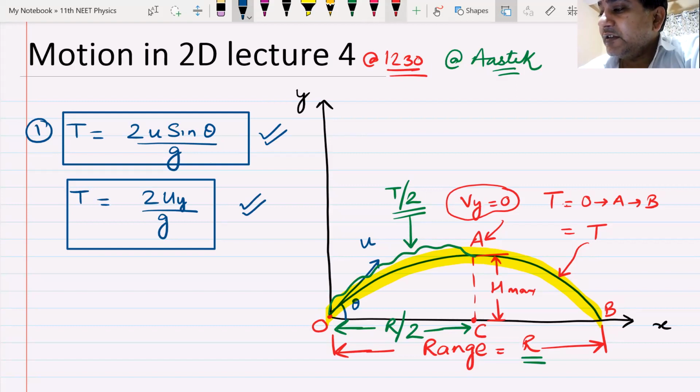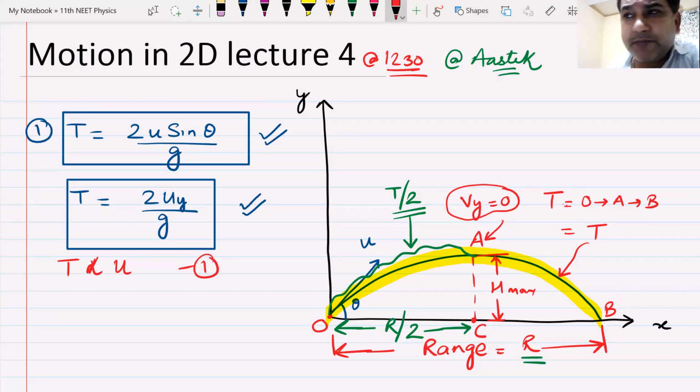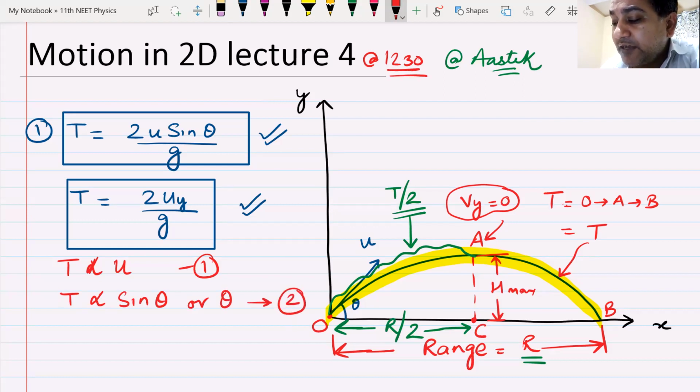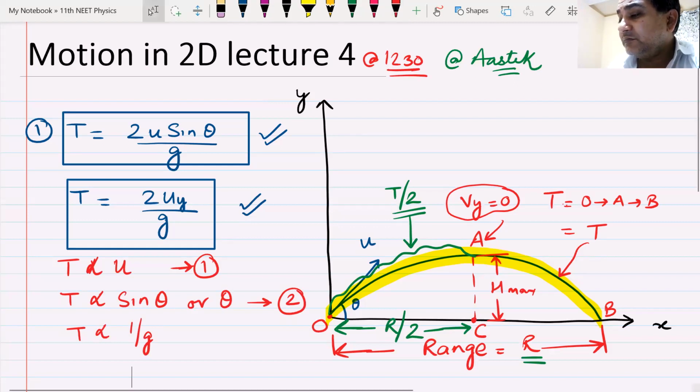And then we had seen that this time of flight is directly proportional to u. If you increase the initial velocity, time of flight will increase. Time of flight is directly proportional to sine theta, or you can write theta. If the value of theta increases, the time of flight increases. This time of flight is inversely proportional to the acceleration due to gravity. On the moon, the time of flight will become 6 times. Did we discuss this? Yes or no?